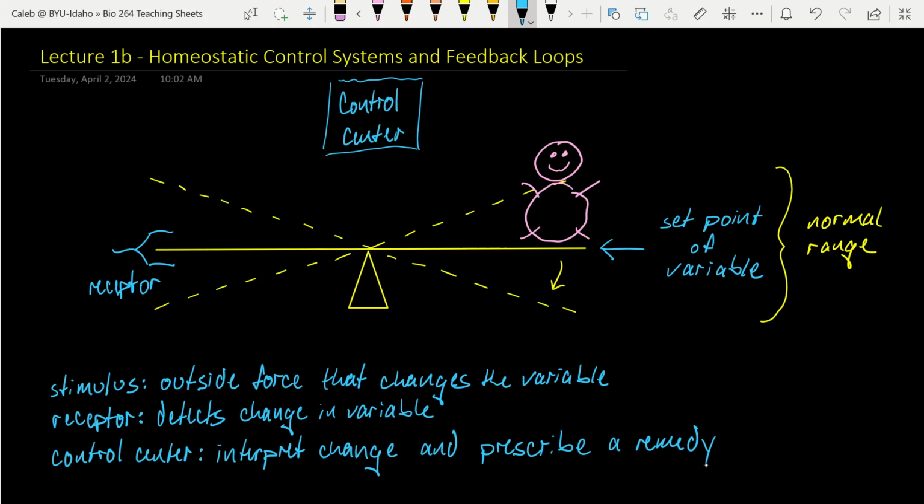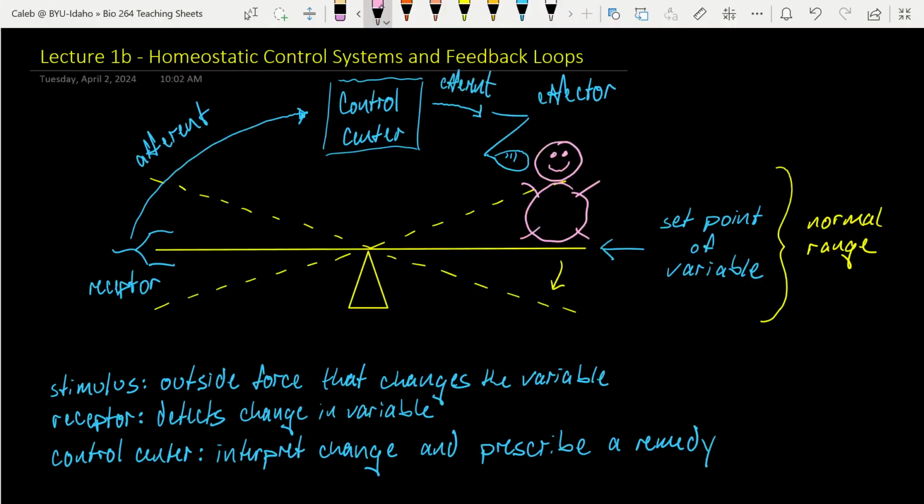There are just a few things left. First of all, we have to set up communication between the receptor and the control center. This communication can happen in lots of different ways. We call this the afferent signal. And lastly, while the control center can prescribe a remedy, we do need something to actually fix the problem. We call this the effector. And in this case, we'll draw a boot that removes the child from the teeter-totter. And to complete our loop, we have to set up the communication between the control center and the effector, and we call this the efferent pathway.